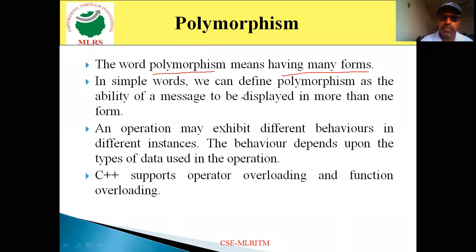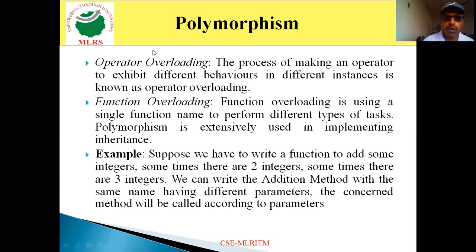You can define polymorphism as the ability of a message to be displayed in more than one form. That indicates it can exhibit different behaviors in different instances based on the type of data. That particular behavior will be done. So take one basic example here. C++ supports operator overloading and function overloading, which relate to polymorphism, performing multiple actions in multiple ways. Now look at operator overloading.